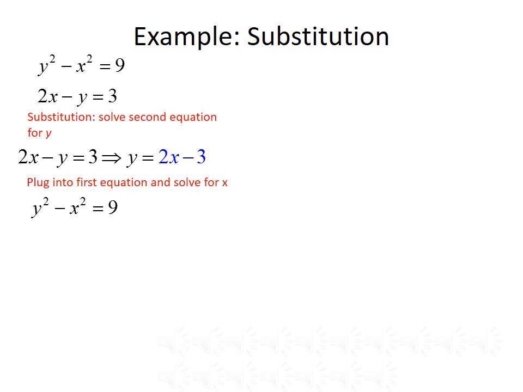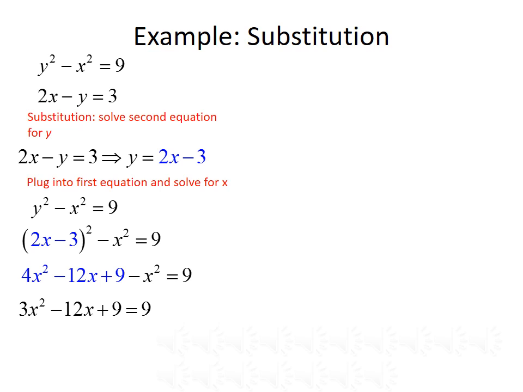We'll plug this result into the first equation and then use that to solve for x. So our first equation was y squared minus x squared equals 9. If we plug in our result for y, we get (2x minus 3) quantity squared minus x squared equals 9. We square the binomial by using the FOIL method. So (2x minus 3) squared gives us 4x squared minus 12x plus 9, and then minus x squared equals 9. We'll simplify by combining like terms. 4x squared minus x squared gives us 3x squared, so we have 3x squared minus 12x plus 9 equals 9. The 9's will cancel out from both sides of the equation, giving us 3x squared minus 12x equals 0, which we can solve by factoring.